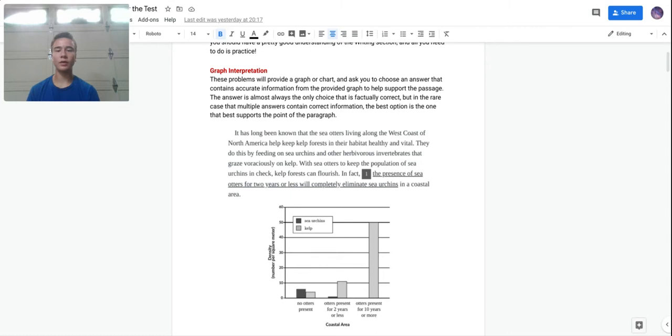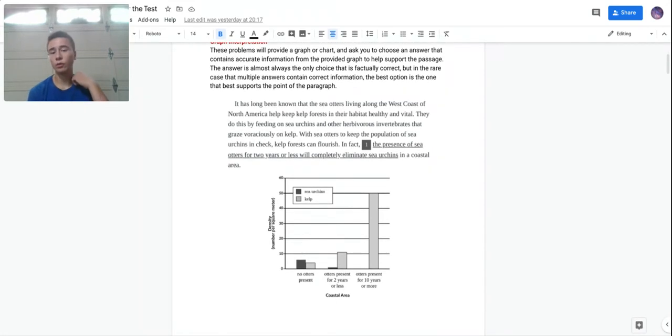The answer is pretty much always the only choice that is factually correct, meaning out of the four answer choices, there's only going to be one that has correct information from the graph or chart. I don't really know how often this happens, but just in case two of the choices are factually correct, then you just choose the one that best supports the main idea of the passage.